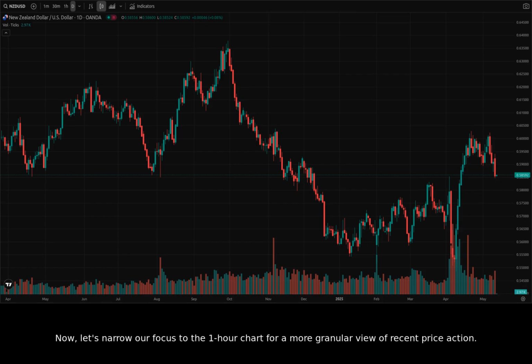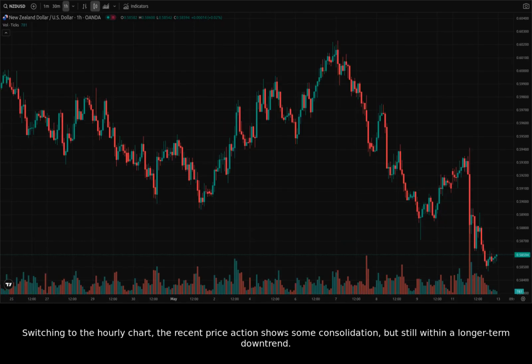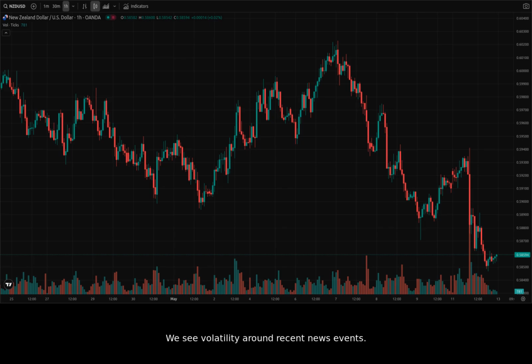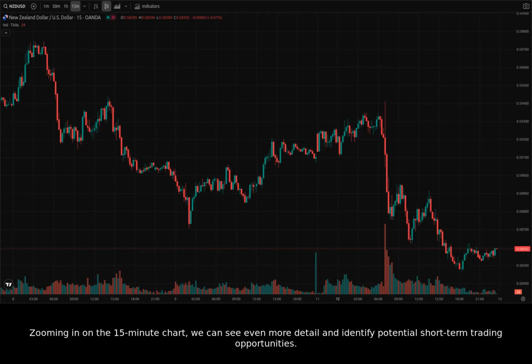Now, let's narrow our focus to the 1-hour chart for a more granular view of recent price action. Switching to the hourly chart, the recent price action shows some consolidation, but still within a longer-term downtrend. We see volatility around recent news events. Zooming in on the 15-minute chart, we can see even more detail and identify potential short-term trading opportunities.